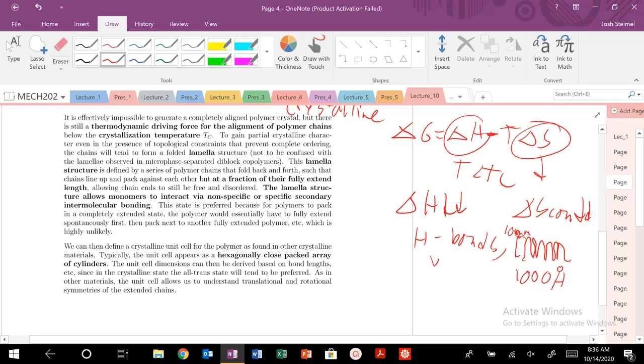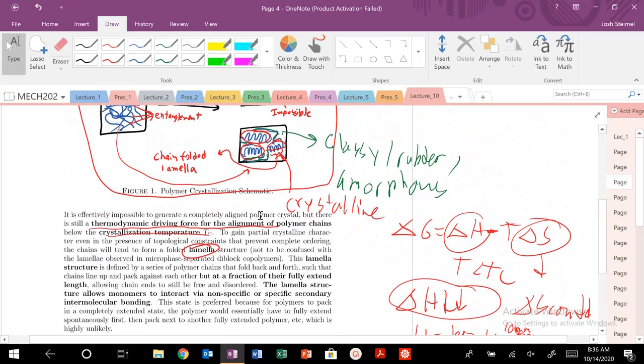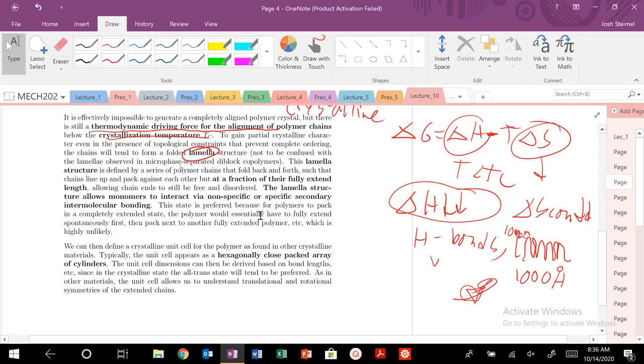or even more. So you'll fold these chains into lamellar structures, and we lose our conformational entropy compared to our mixed state. But again, we have this gain in these non-specific or specific intermolecular interactions. So there's that thermodynamic driving force to line up chains. When we're below our temperature, we form this lamella structure. And really, we're going to see this hierarchical structure.